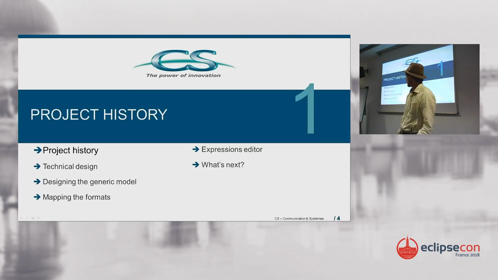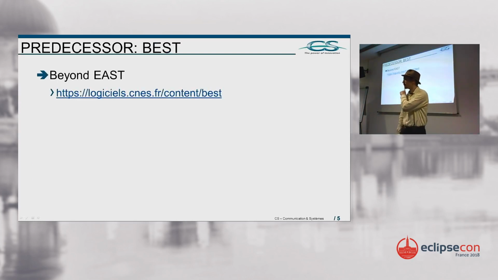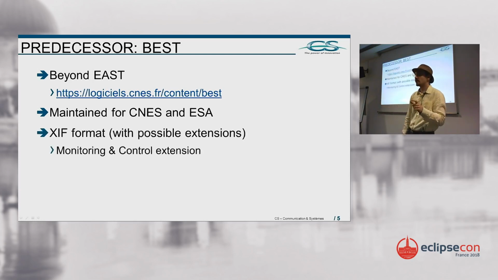So, project history. Before BestNG was Best, so here's the link. Best means Beyond East. It's maintained for both CNES and ESA. It is under an open source license, EPL. And it relies on a file format called XIF.